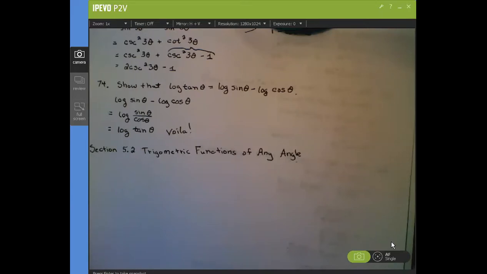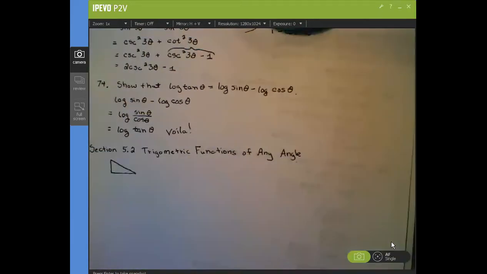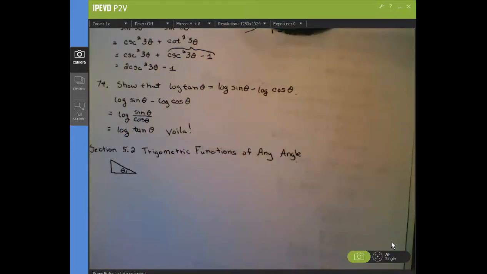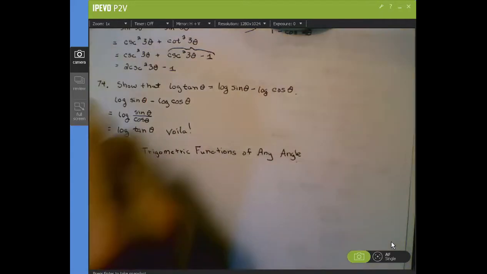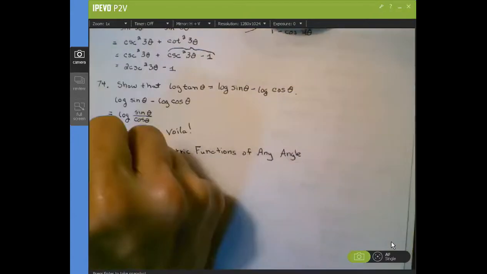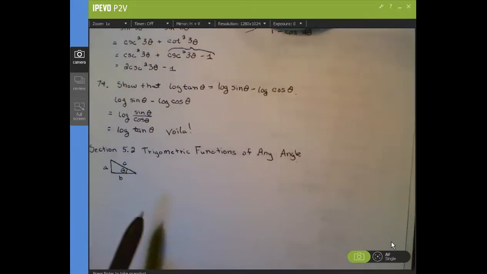The last part of 5.2 covers trigonometric functions of any angle. Now, in 5.2, we got the definitions of the trigonometric functions in terms of ratios of sides of a right triangle. If we had a right triangle and we labeled one of the acute angles theta, if we label the side opposite theta A and the side adjacent to theta B and the hypotenuse C, we could form 6 different ratios with A, B, and C, and those 6 different ratios are the 6 trigonometric functions.